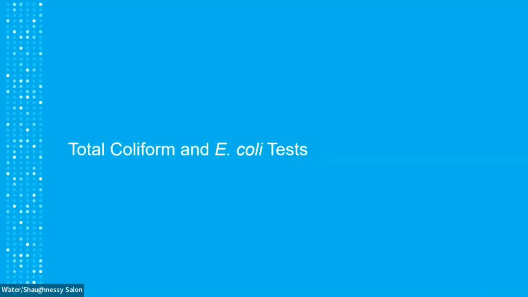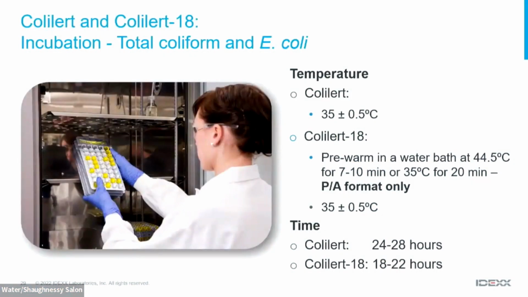Okay. So actually running the tests, if you're using Colilert and Colilert-18, the samples are run at 35 degrees C for incubation. If you're using Colilert-18 as a presence-absence test, so if you're just keeping it in that 100 ml volume, there is a pre-warming step that's required in order to make sure that's the appropriate temperature. So if you're doing PA testing, you have to pre-warm that sample for a certain amount of time in a water bath, depending if it's at the appropriate temp. And then you incubate it for the remainder of the 18 hours.